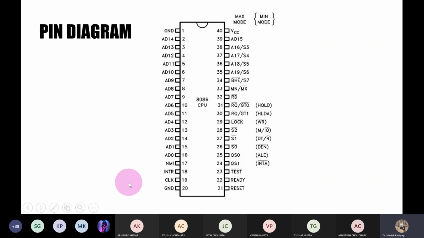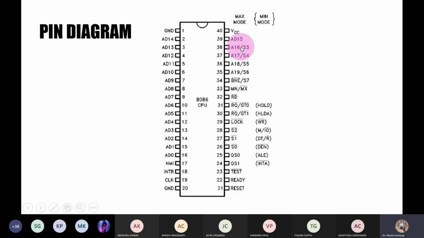So as we said, 8086 is a 16-bit microprocessor. That is why the data bus of 8086 will be of 16 bits and its address bus will be of 20 bits. So its address bus, as you can see from these pins, is AD0 to AD14, then from AD15 to AD19. So from subscript 0 to subscript 19, we have a total of 20 pins, and they are used to transfer the address, right?